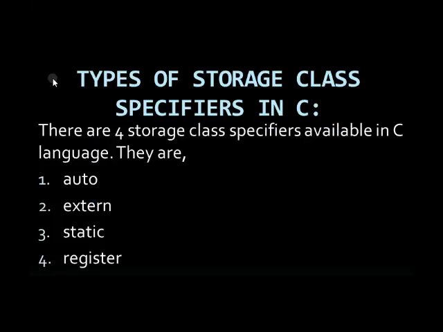Next we are going to see the types of storage class specifiers in C. There are 4 storage class specifiers available in C: auto, extern, static, and register. So let's discuss the auto storage class. Auto storage class is the default storage class for all the variables which are declared inside a function or even a block. Because it is the default, the keyword auto is rarely used while writing a program in C language.